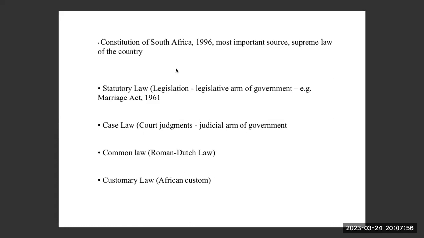And then we have common law as well. Common law comes from the Roman Dutch law. If you know about the history of South African law, then you will know where common law comes from. When Van Riebeeck arrived in the Cape many years ago, they came with their own laws. At that time it was called the Law of the Sheep and so on, but we're not going to get into that. So that is common law. Common law deals with Roman Dutch law and English law as well.